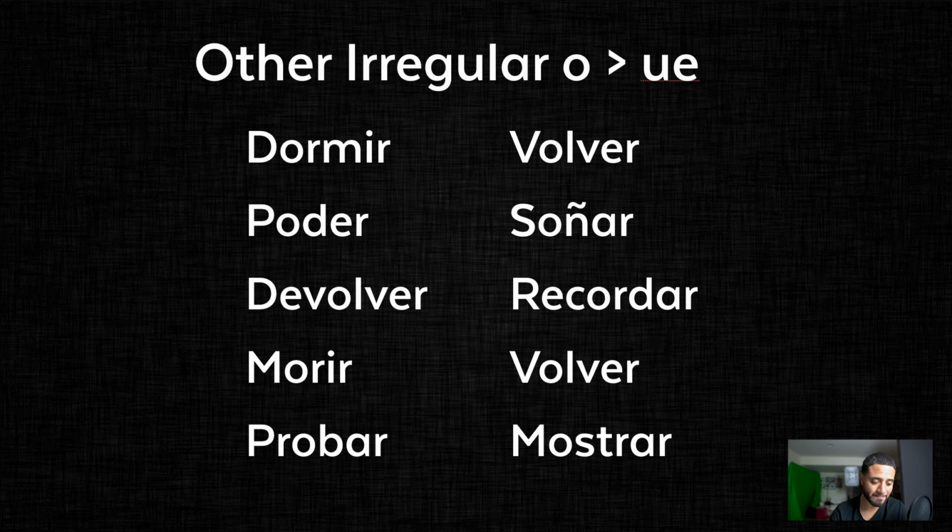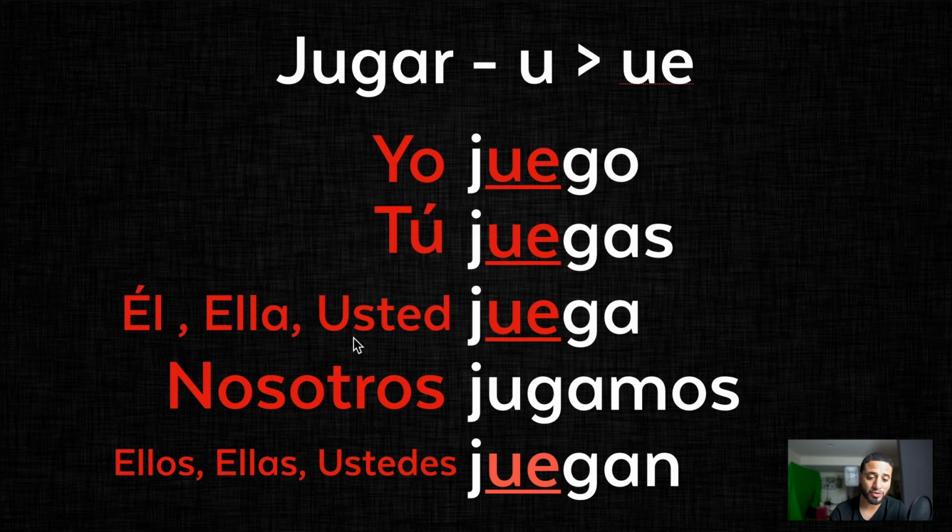All right. Now last we will cover jugar. We have the U into the UE. So yo juego, tú juegas, él, ella, usted juega, nosotros jugamos, juegan. All right, so this is like the only verb I think that goes from a U to a UE. There might be others though, so don't quote me on that.